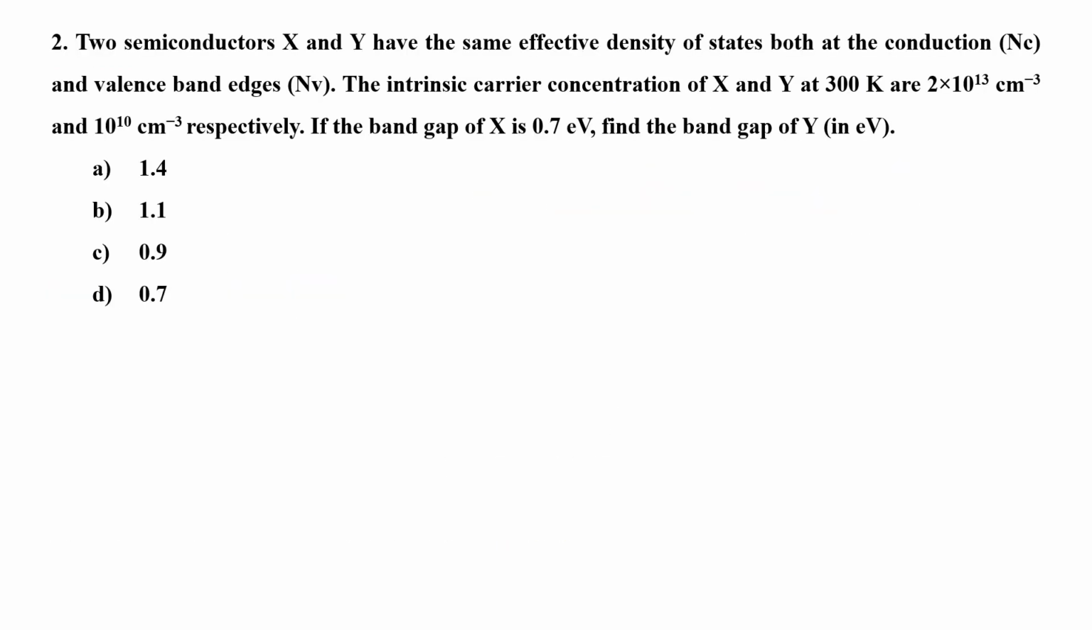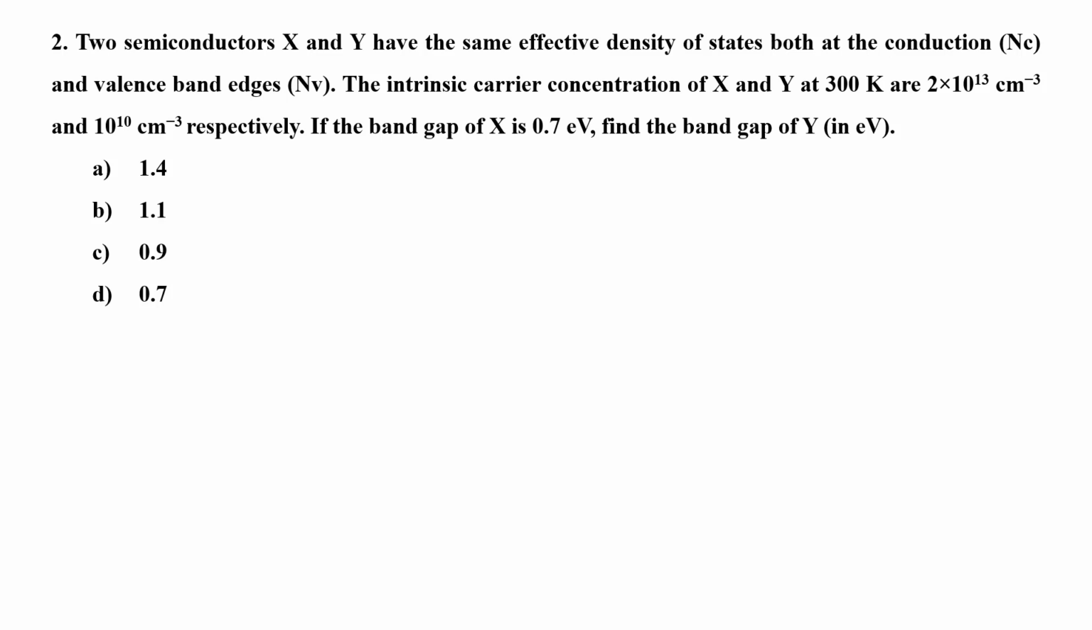Next: two semiconductors X and Y have the same effective density of states, both at the conduction band and valence band. The intrinsic carrier concentrations of X and Y at 300 Kelvin are 2 into 10 power 13 and 10 power 10 cm power minus 3 respectively. The band gap of X is given as 0.7. We have to find the band gap of Y. Again, it is an equation that connects Ni, root of NCNV and band gap.